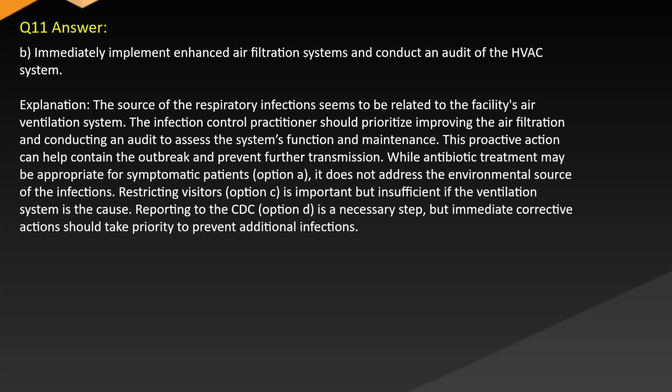Answer. B. Immediately implement enhanced air filtration systems and conduct an audit of the HVAC system. Explanation. The source of the respiratory infections seems to be related to the facility's air ventilation system. The infection control practitioner should prioritize improving the air filtration and conducting an audit to assess the system's function and maintenance. This proactive action can help contain the outbreak and prevent further transmission.